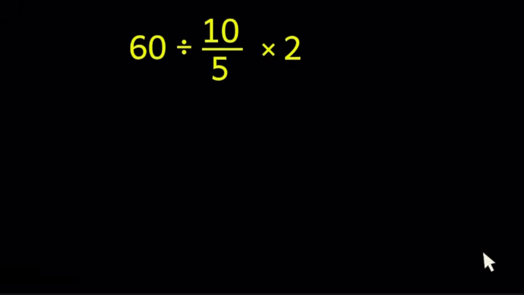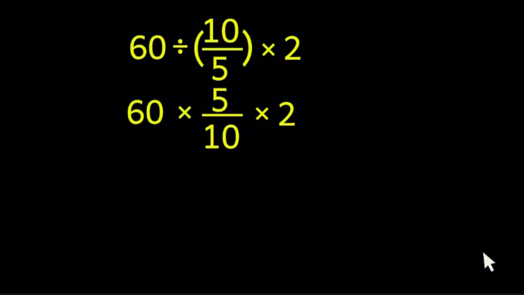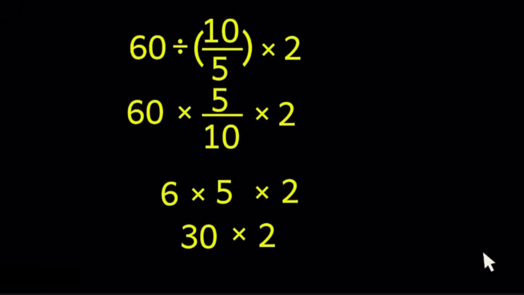60 divided by 10 over 5 times 2. Treat 10 over 5 as one number. So we rewrite it as 60 divided by open bracket 10 over 5 close bracket times 2. Now change division into multiplication. This becomes 60 multiplied by 5 over 10 times 2. Simplify. 60 divided by 10 gives us 6. So now we have 6 times 5 times 2. 6 times 5 gives 30, and 30 times 2 gives 60. So the correct answer is 60, not 12.